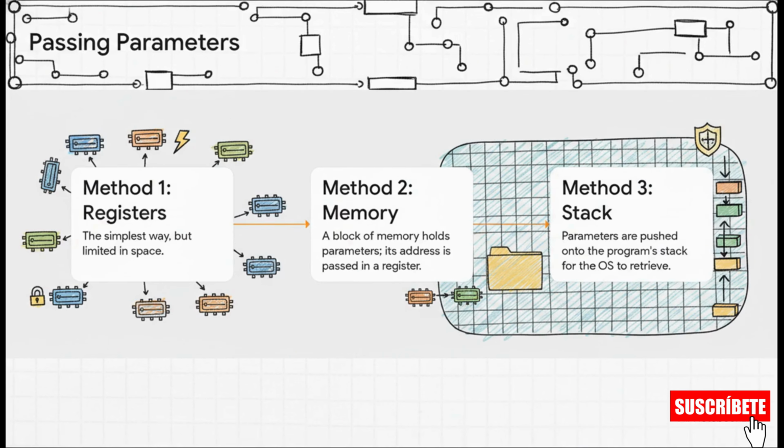Okay, but wait. If the program is asking the OS to open a file, it has to tell it which file, right? It needs to pass along some information. There are basically three ways to do this. The simplest way is to just put the parameters directly into the CPU's registers, but there's not much space there. If you have a lot of data, you can put it all into a block of memory and then just pass the memory address in a register. It's like saying, hey, all the info you need is over there. The third common method is to push all the parameters onto the program's stack, and the OS knows to just pop them off when it takes over.